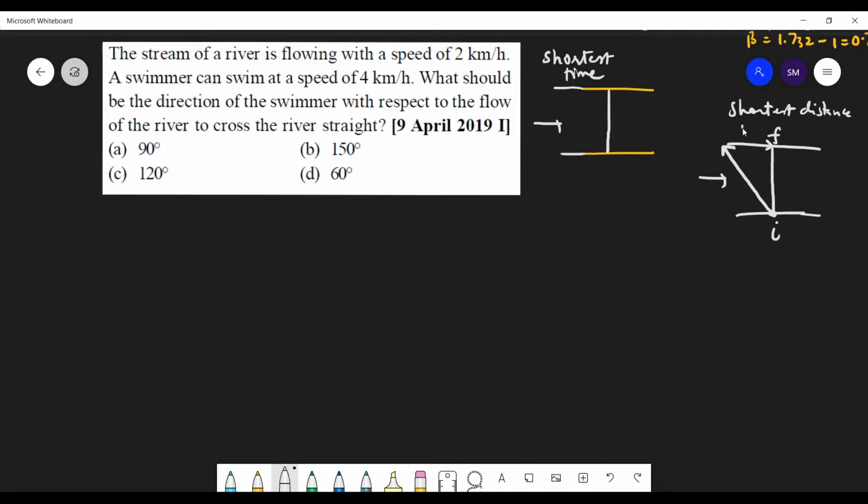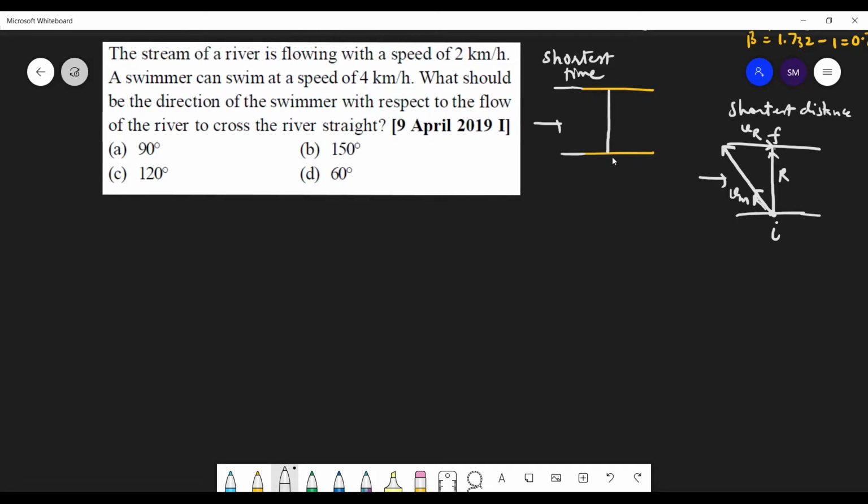So you have to swim in this direction. And this is the flow of the river. This is the velocity of the river. This is the velocity of the man. And then the resultant will be in this direction. So for the shortest distance, he needs to swim in this direction. Then only he will reach this final position.